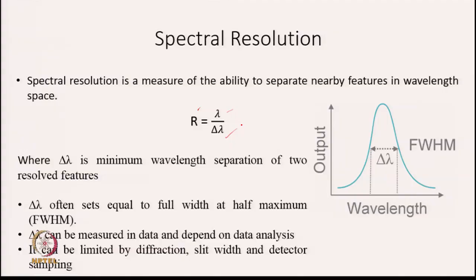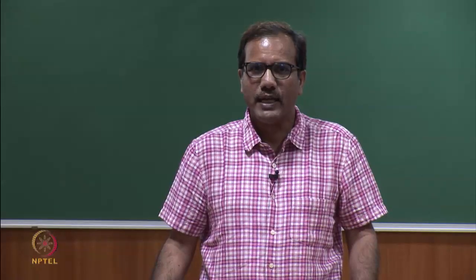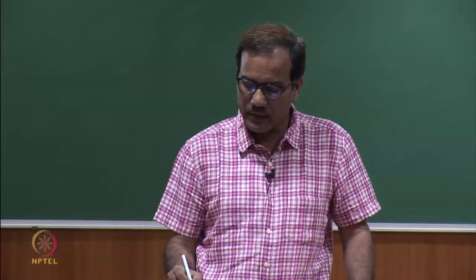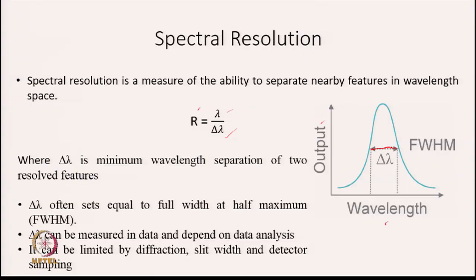For example, here you see this is the output versus wavelength. Your delta lambda is generally given by the full width at half maximum, which is known as FWHM. Full width means this width, at half maximum. What does that mean? This is your height h, and half of this is h by 2. Then the spectral width at half height is called delta lambda.